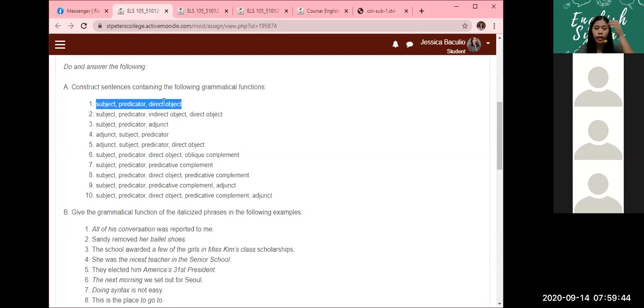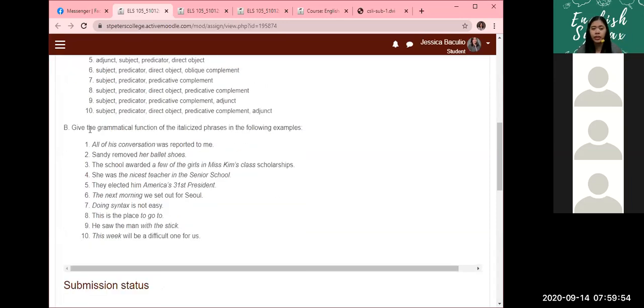Subject, predicator, or predicate rather, indirect object. So what could be the example sentence? Lisa ate the apple. Simple as that. So you're done. How about this one? Give the grammatical function of the italicized phrases in the following examples. Now, what is the grammatical function of "all of his conversation was reported to me"? What do you think? Subject.